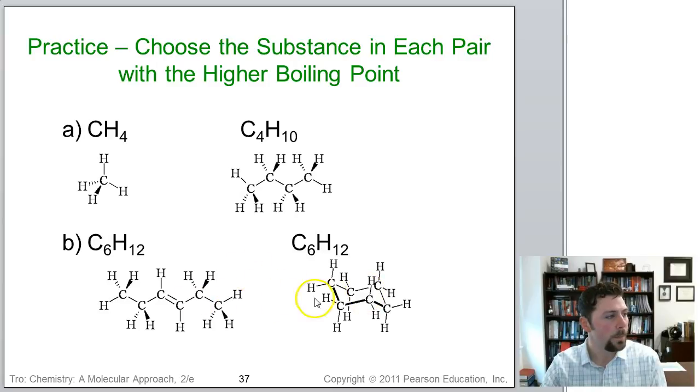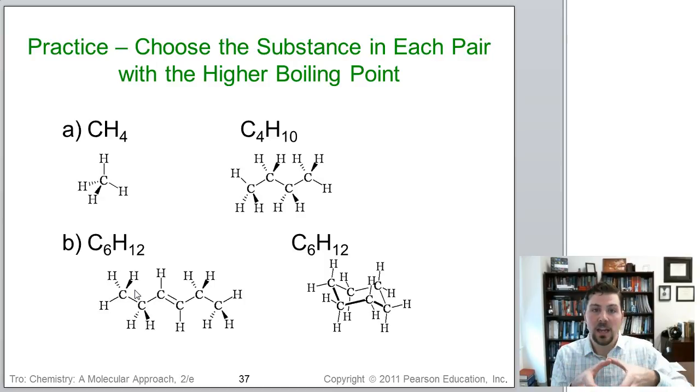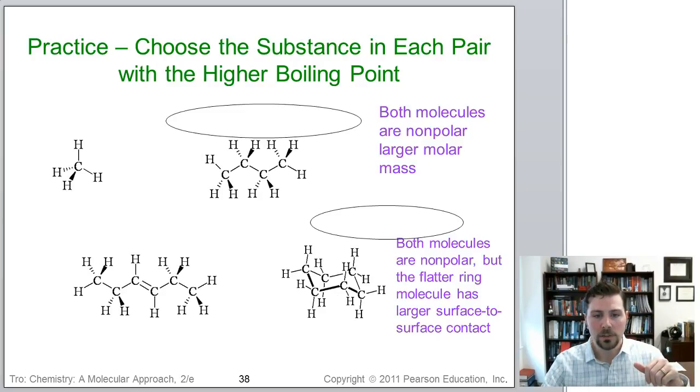Now of these two, they both are C6H12, and so that means they have the same molar mass, and we're just going to compare their surface area. So notice this one's a long, straight, kind of tubular shape, and C6H12 is kind of a ring shape, almost sort of like a donut, but kind of like a hamburger bun. And so a hamburger bun shape here would have slightly more surface area, so we would predict it would have the higher boiling point. So we picked those two over the others.